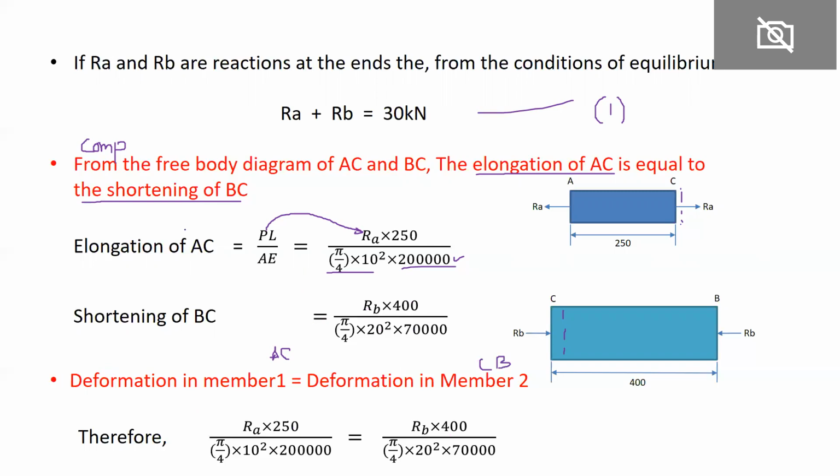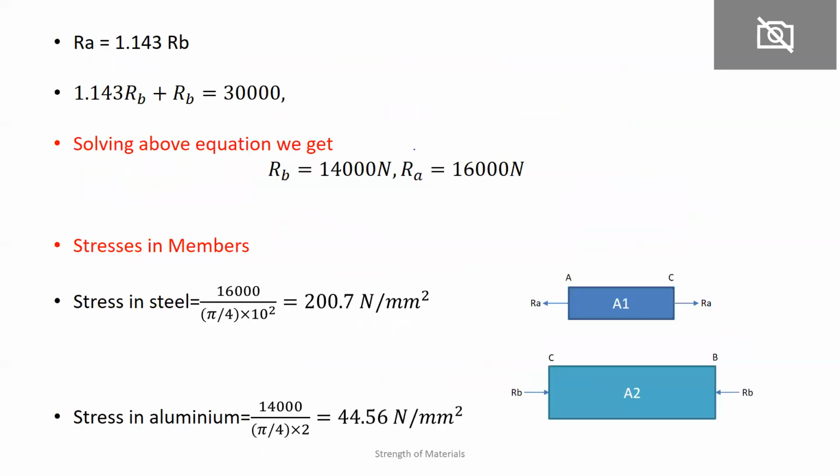So that we have calculated here. Deformation or elongation, one and the same. So AC, this is the value, and BC, this is the value. Here there are two unknowns. So you simplify this equation. After simplifying, you will get R_A is equal to 1.143 into R_B. So here you will get a second equation.